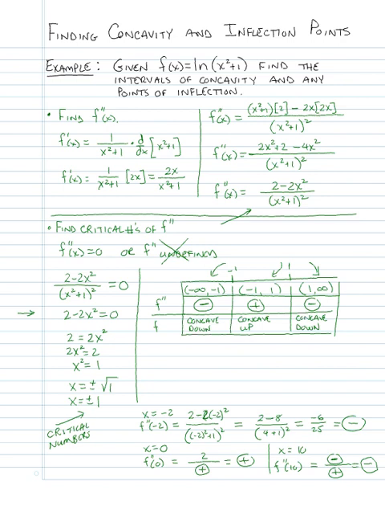Okay, so inflection points. For x equal -1, that's a place we have an inflection point. The y value would be, we put it into the original function, so we would have the natural log of -1 squared plus 1. Well, that's the natural log of 2, isn't it? So we have an inflection point: x is -1, and y is the natural log of 2.